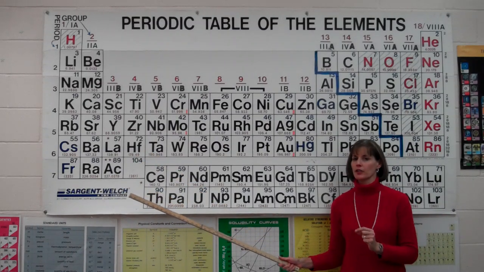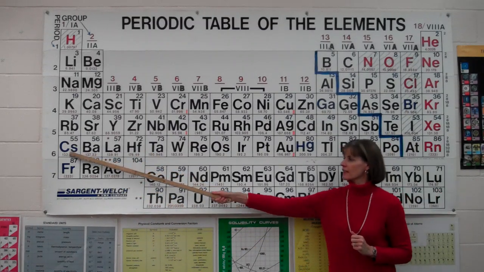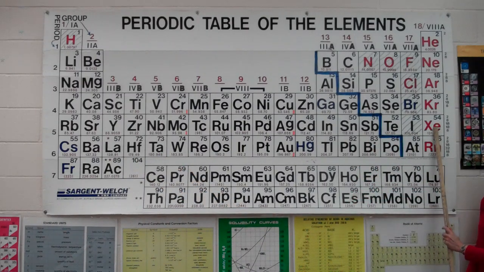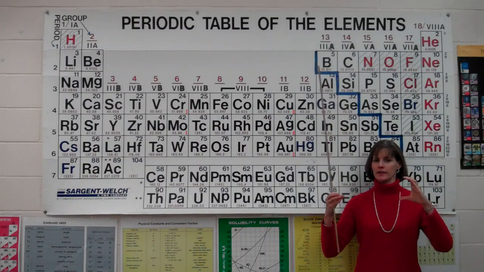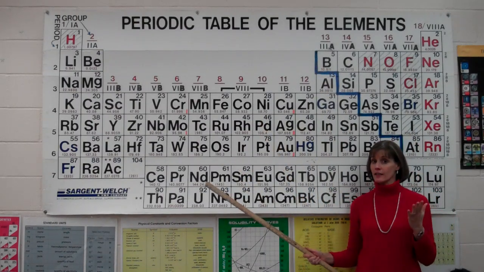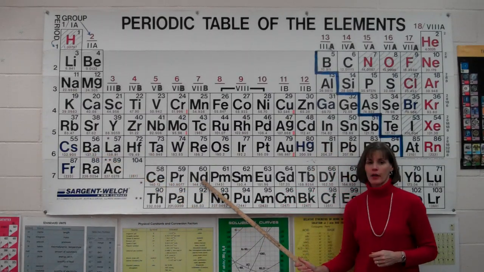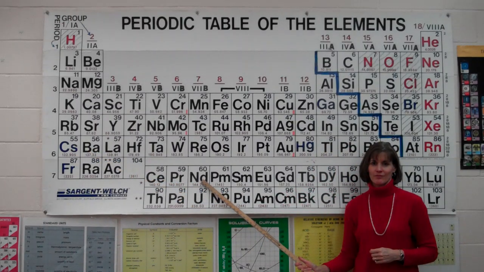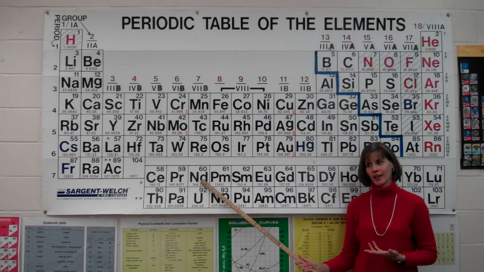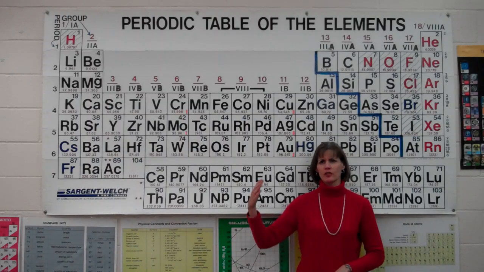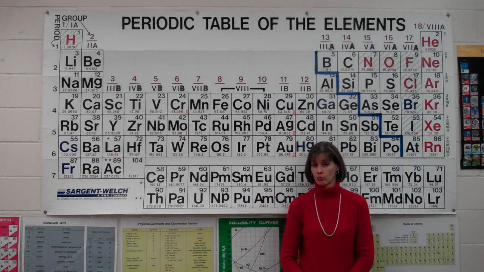Now, what if you didn't want to say all that or write all that out? You can use the noble gas shortcut. The noble gas that comes before this row is xenon. So we can put xenon in brackets and just say xenon 6s2, 4f3. We do that pretty much for everything after the third row.